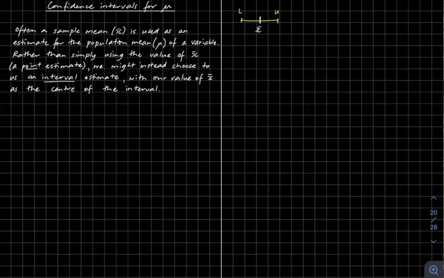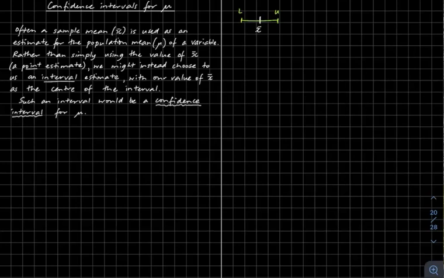So it might look something like this, where we say, here's our calculated value of x bar for the sample. What if we use that to be the center of an interval where this is some lower bound, this is some upper bound, and so we're a bit more confident to say that the population mean lies between these two values than to say the population mean is specifically that value of x bar. So that's the idea of a confidence interval. Such an interval would be a confidence interval for mu.